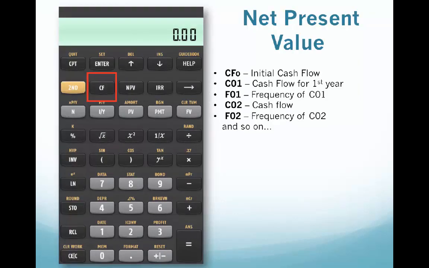Now let's learn what are likely 2 of the most widely used financial functions: the net present value or NPV and the internal rate of return or IRR. Note, your calculator has the cash flow or CF key that will take care of uneven series of cash flows. CF0 is the time zero or initial cash flow. C01 is the cash flow for year 1, where F01 is the frequency of C01. C02 is the cash flow for year 2, where F02 is the frequency of C02, and so on.